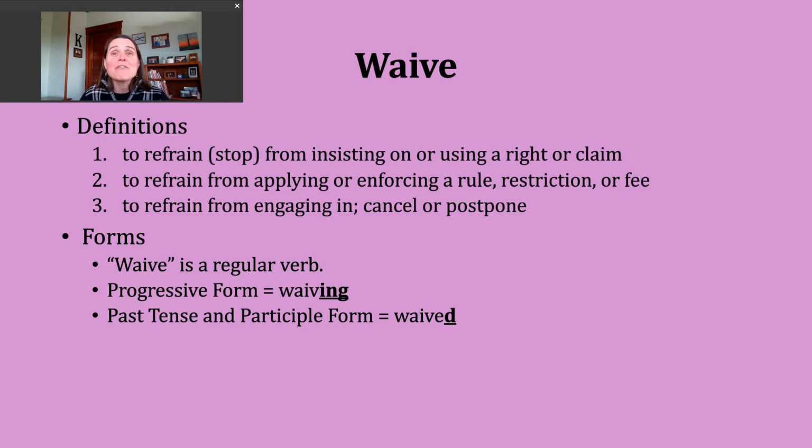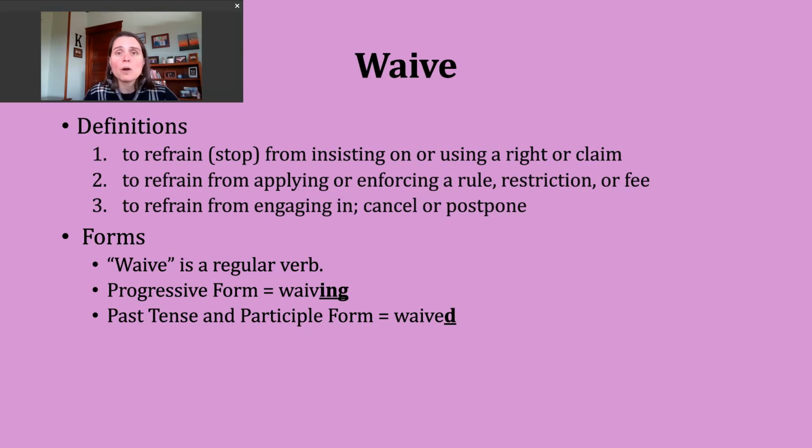You should know the verb waive is a regular verb. To make the progressive form of this verb, we have a verb that ends with a vowel, a consonant, and E, so we're going to drop the E before we add ing. That makes waving. The past tense and participle forms of this verb require that we just add the letter D since this verb already ends in an E.